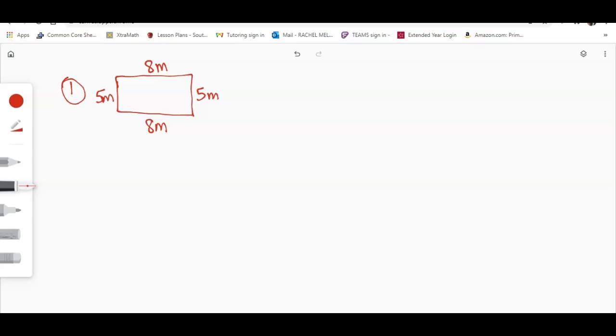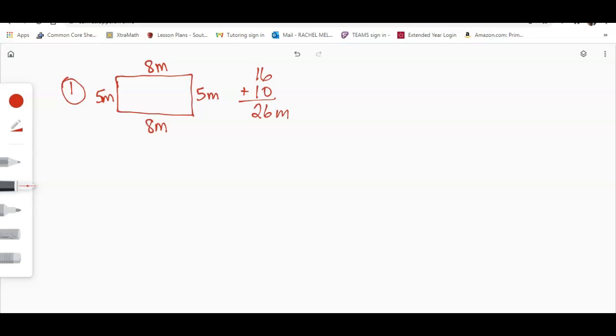The top and bottom are the same, and the sides are the same. Well, I'm going to just do some mental math. 8 plus 8 is 16. 5 plus 5 is 10. If I add those together, that tells me that the perimeter is 26 meters.